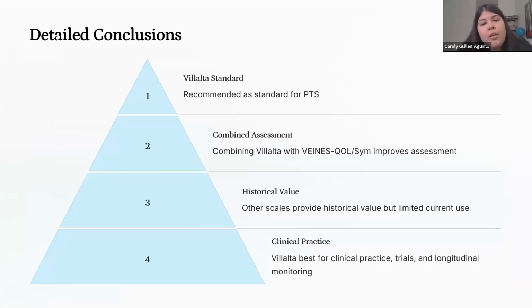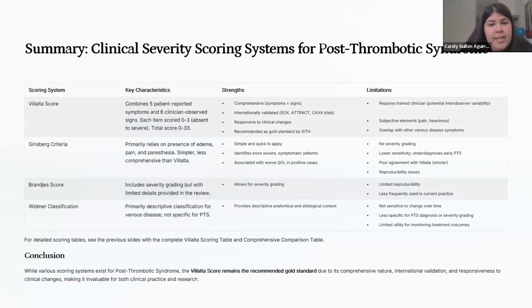So, the conclusions: Villalta is recommended as the standard for post-thrombotic syndrome. It is important to take into account combined assessment, like combining Villalta with a venous quality of life assessment, for improved evaluation. Other scales have historical value but were limited in current use. The Villalta is best for clinical practice, trials, and longitudinal monitoring. This is a summary of the post-thrombotic syndrome tools that you can go back and refer to after I finish my presentation.